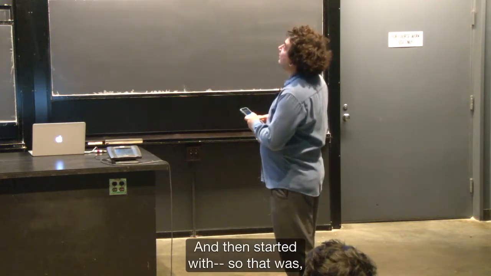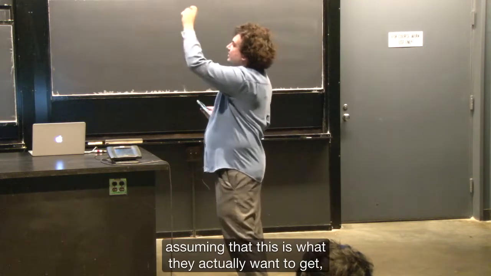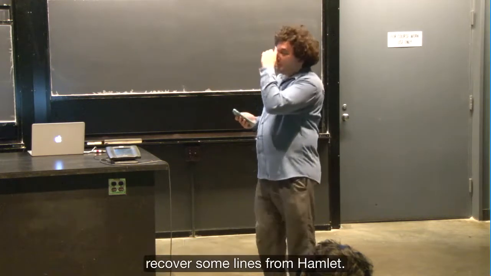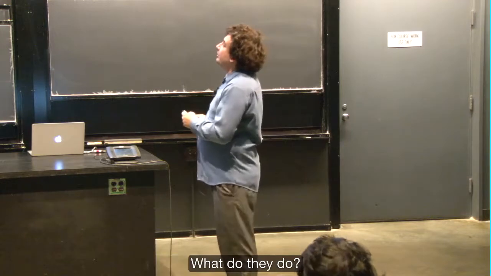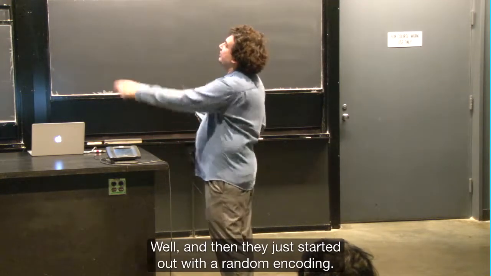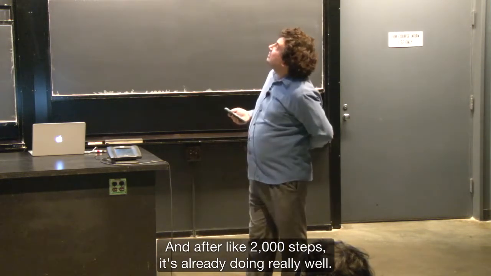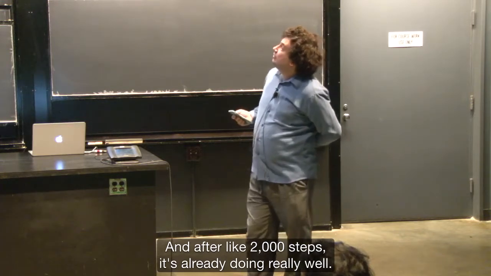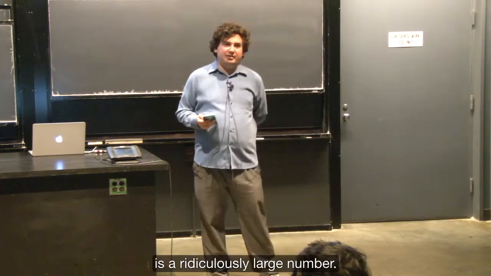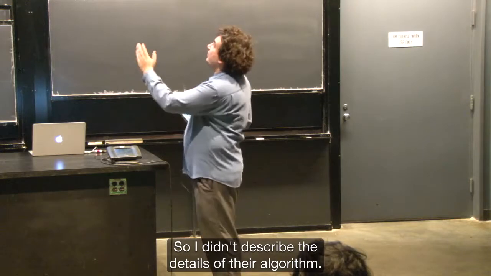So, doing that, and then to test it out, they took some lines from Hamlet. Assuming that this is what they actually want to recover, for simulation purposes, some lines from Hamlet, you just start out with a random encoding, and then just run this thing. And after like 2,000 steps, it's already doing really well, which is kind of surprising because 26 factorial is a ridiculously large number.